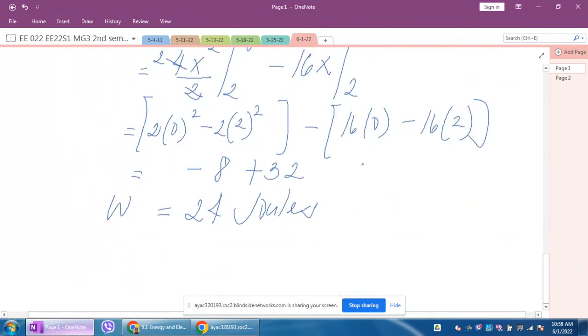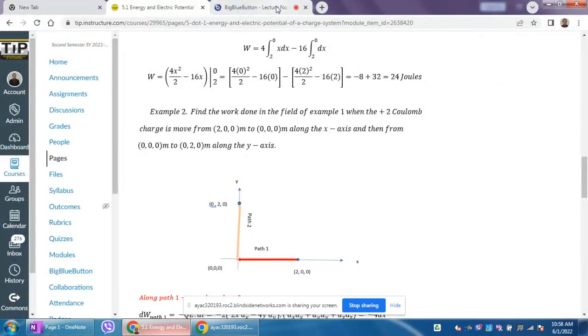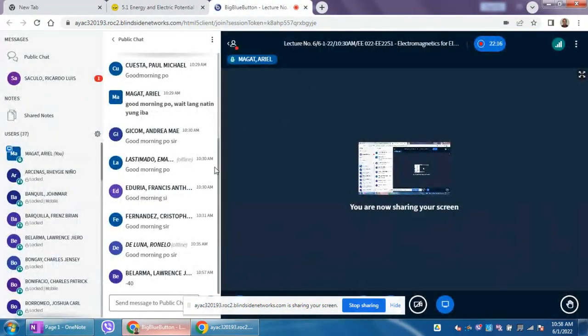Okay, so ganun po yung solution ng example number 1. Okay, again, please call my attention if you have questions po ah. Sabihin nyo lang po ako kung merong... may negative 40 si Lawrence. Lawrence, negative 40? Saan yung negative 40 na yan, Lawrence? Hindi ko nakita yan.